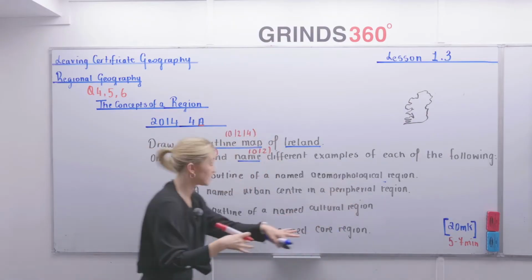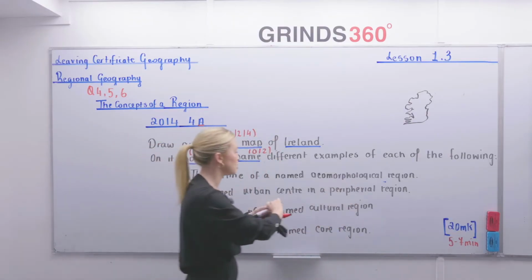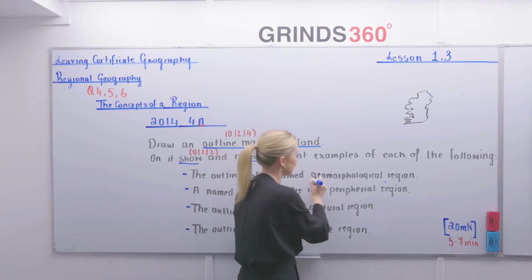So for instance, I'll show you in a second what my first one here is. It says the outline of a named geomorphological region. Highlight the word geomorphological.